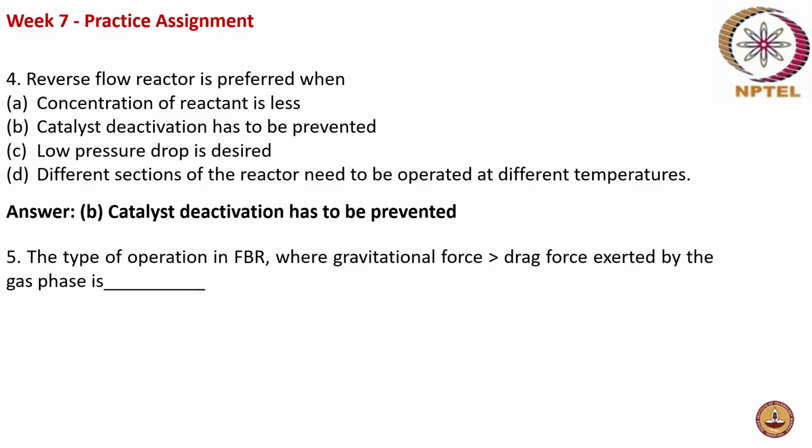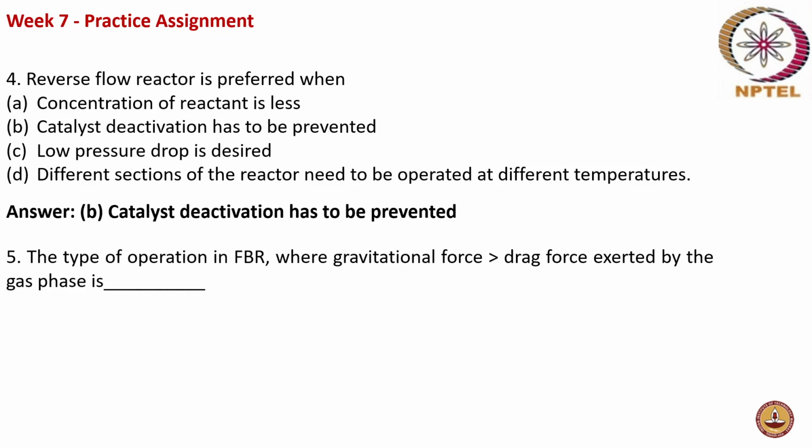Okay, now let's go on to question number 5. The type of operation in a fluidized bed reactor where the gravitational force is greater than the drag force exerted by the gas phase is called dash. So what happens when the gravitational force exerted by the particles in the fluidized bed reactor is greater than the drag force of the upcoming gas stream? What happens in that case?